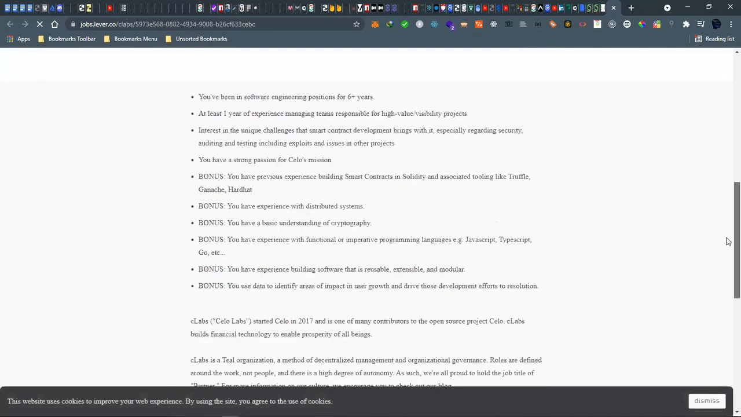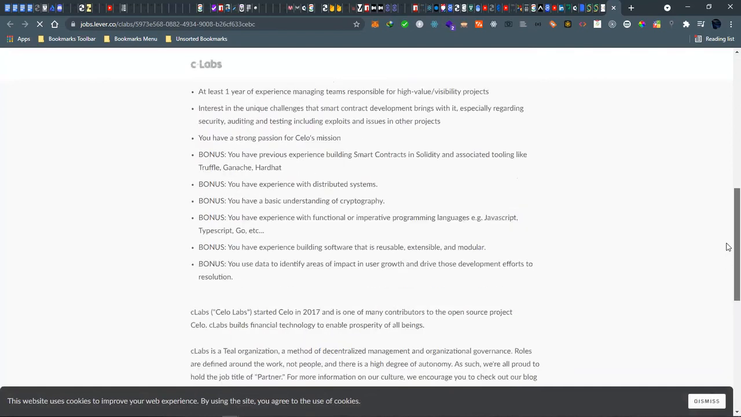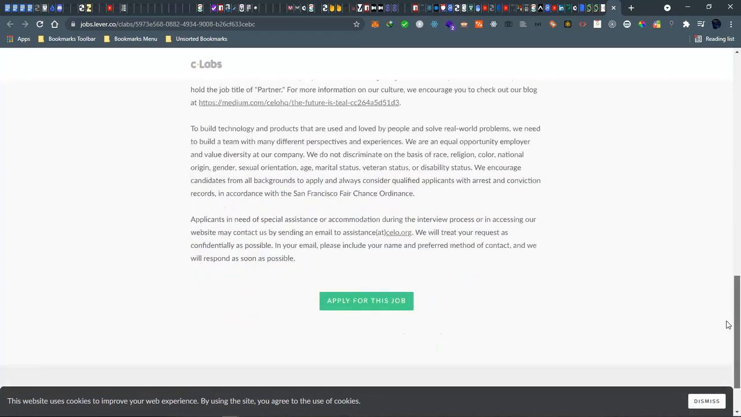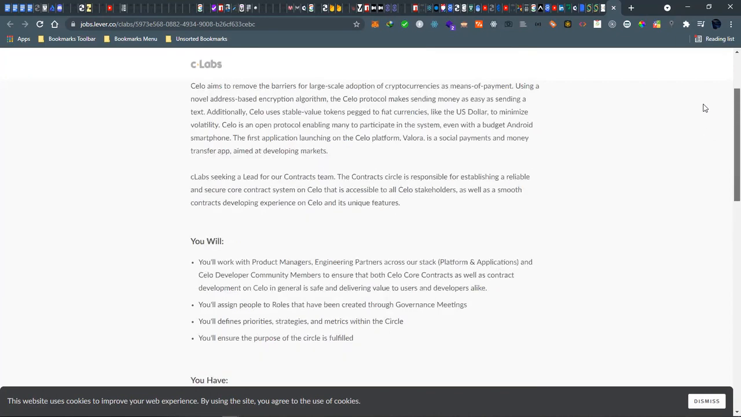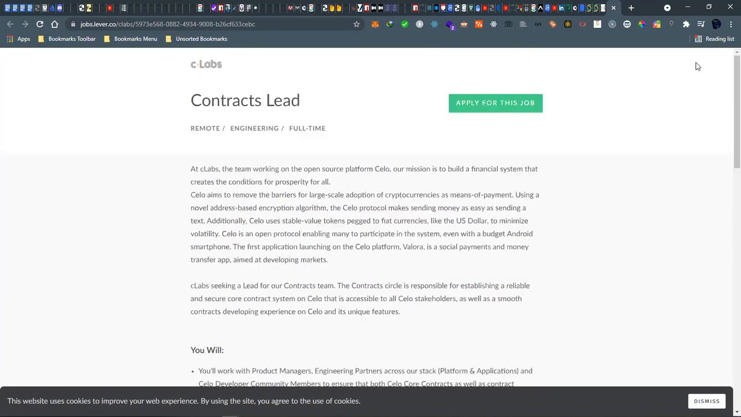It's a job where you will get a bonus in terms of cryptocurrency. And you see, these are the tools that we will be using to create dApps. So whether you know Truffle, Ganache, Hardhat, if you know smart contracting, Solidity, and associated tools, you will be good. So there is a lot of opportunity.